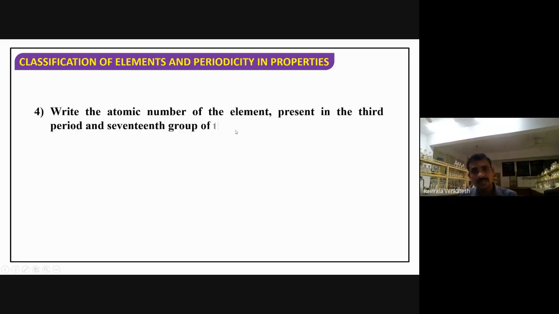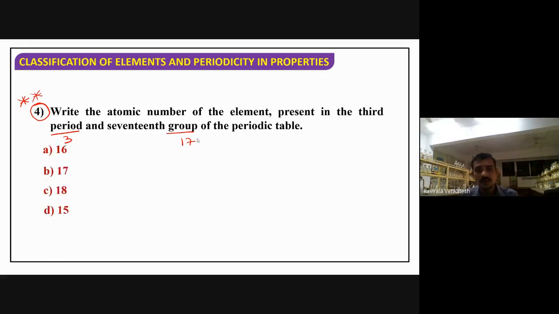Write the atomic number of the element present in the third period and seventh group of the periodic table. These are very important questions you get in examinations. Write the atomic number of the element present in the third period and 17th group. The period number is equal to what? Third. The group is equal to what? 17th group. Now, how do we make the answer for this type of question? What do we need to do? Atomic numbers.